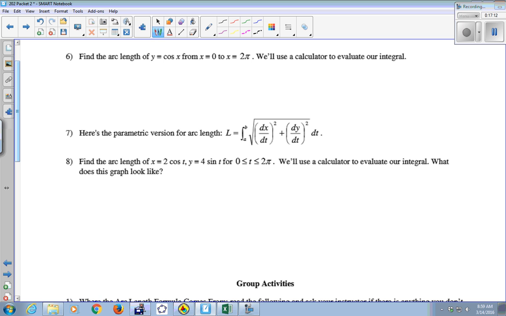All right, so I want to find the arc length of y equals cosine x from 0 to 2 pi. How long is that curve? So the formula was the integral from a to b of the square root of 1 plus f prime of x squared dx.